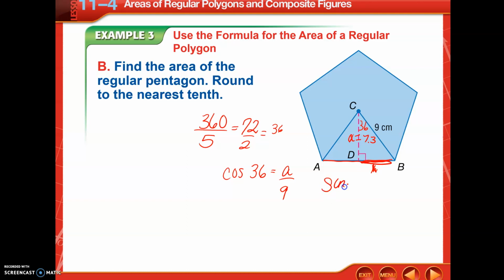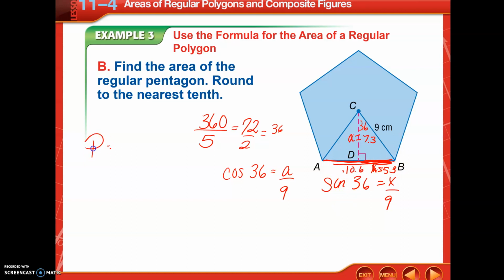So sine 36 equals opposite x over 9. And then multiply both sides by 9. So 9 sine 36 is 5.3, and I'm going to multiply that by 2 to get this whole side. So here is 5.3, so this whole side would be 10.6.